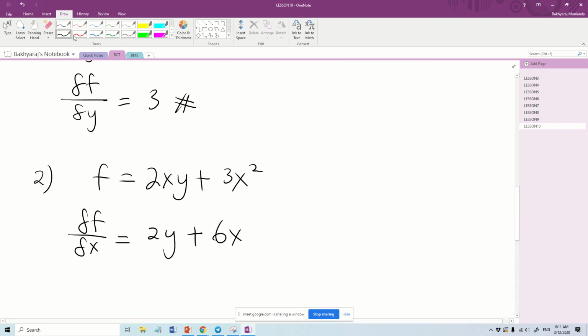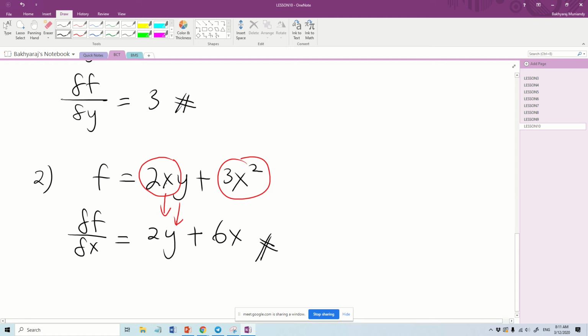Okay, once we differentiate, we look at this one only. So when you differentiate, you get 2, right? The y just follows. So when you differentiate 3x, you get 6x. So that will be the final answer. So this is the answer.